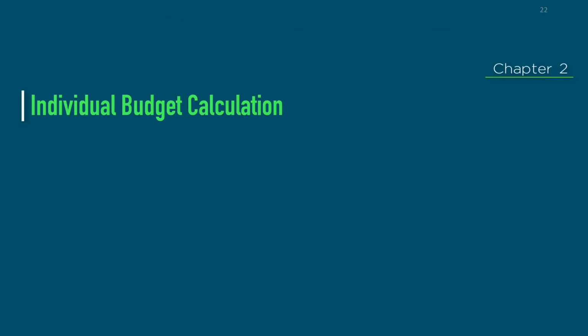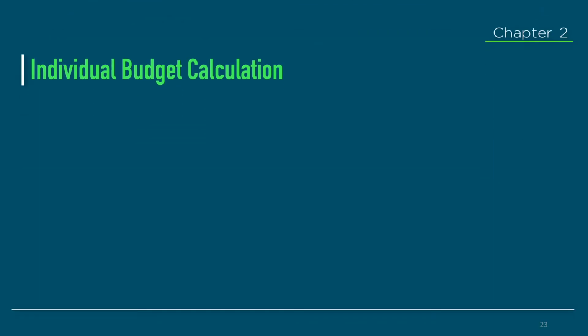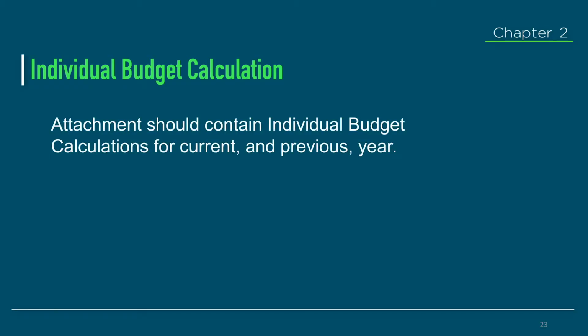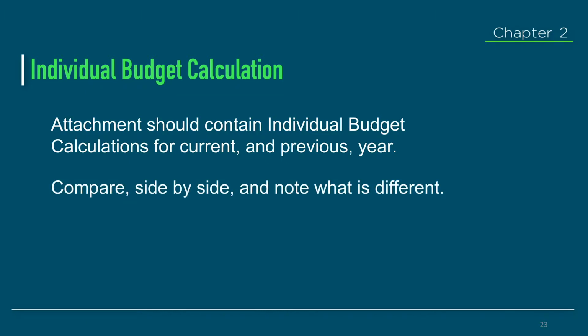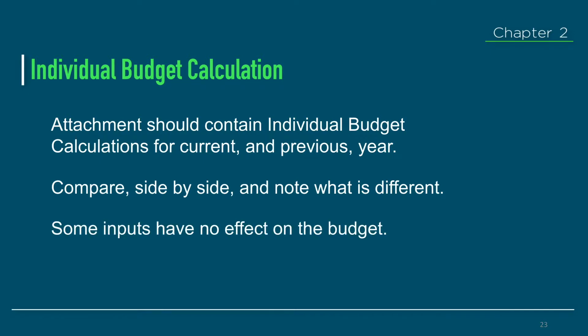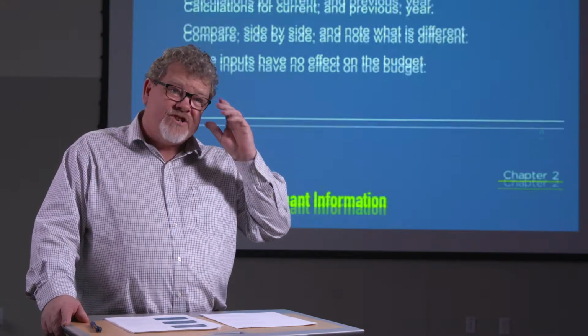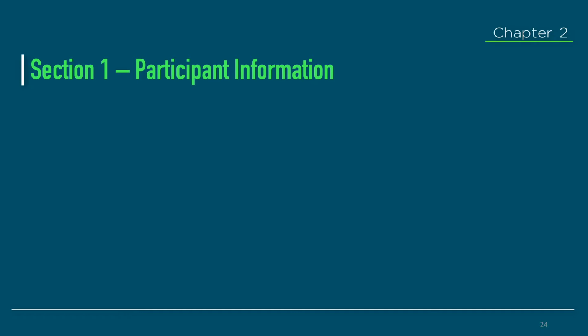The next set of attachments is the individual budget calculation. Again, the attachment should contain the individual budget calculation for the current year and the previous year. Compare these again side by side if you can read them, and note what's different. Some inputs have no effect on the budget, and we'll discuss those in more detail. But some do have an effect on the budget, and if there have been changes in these, that might explain why the budget changed. Let's talk about the budget calculation tool in more detail.